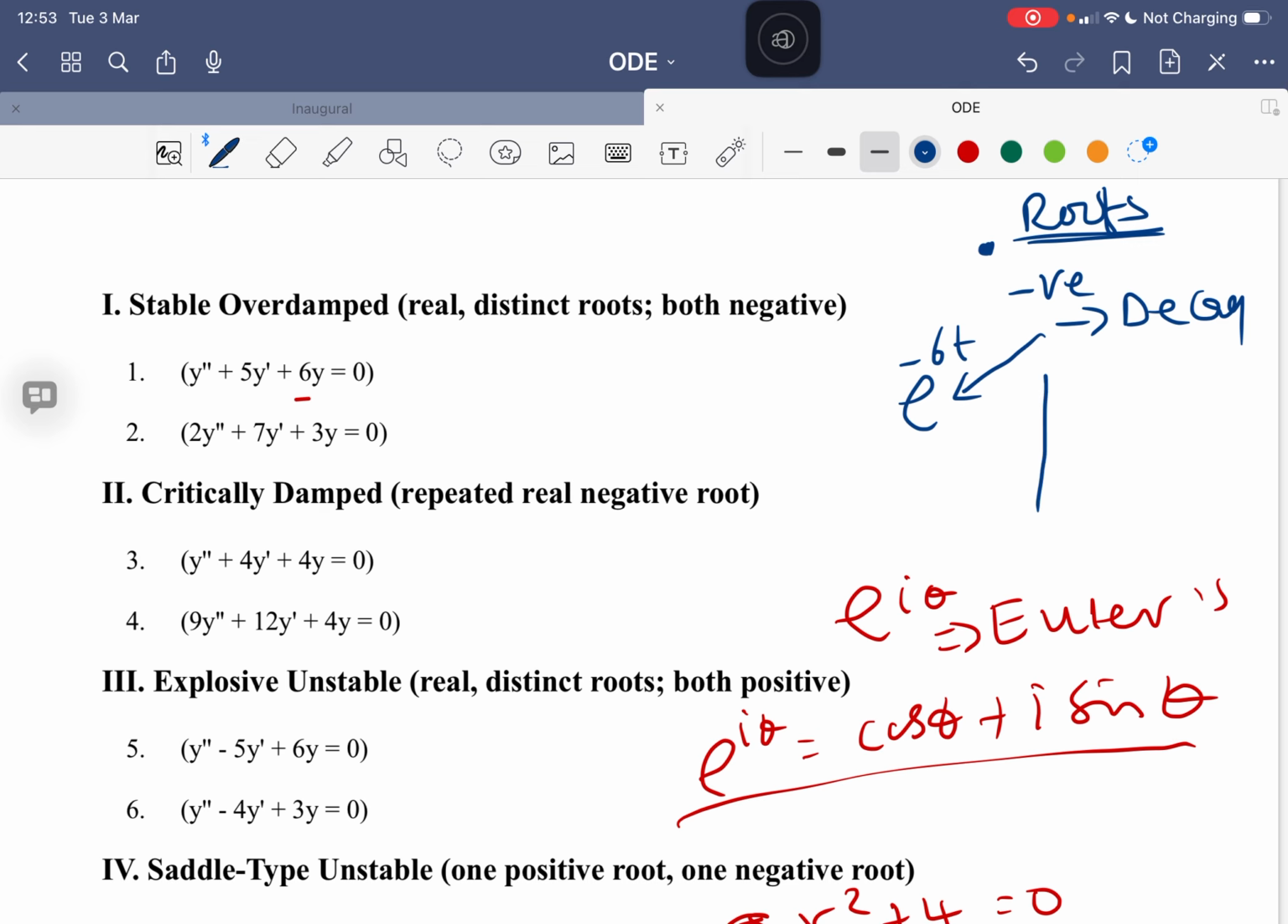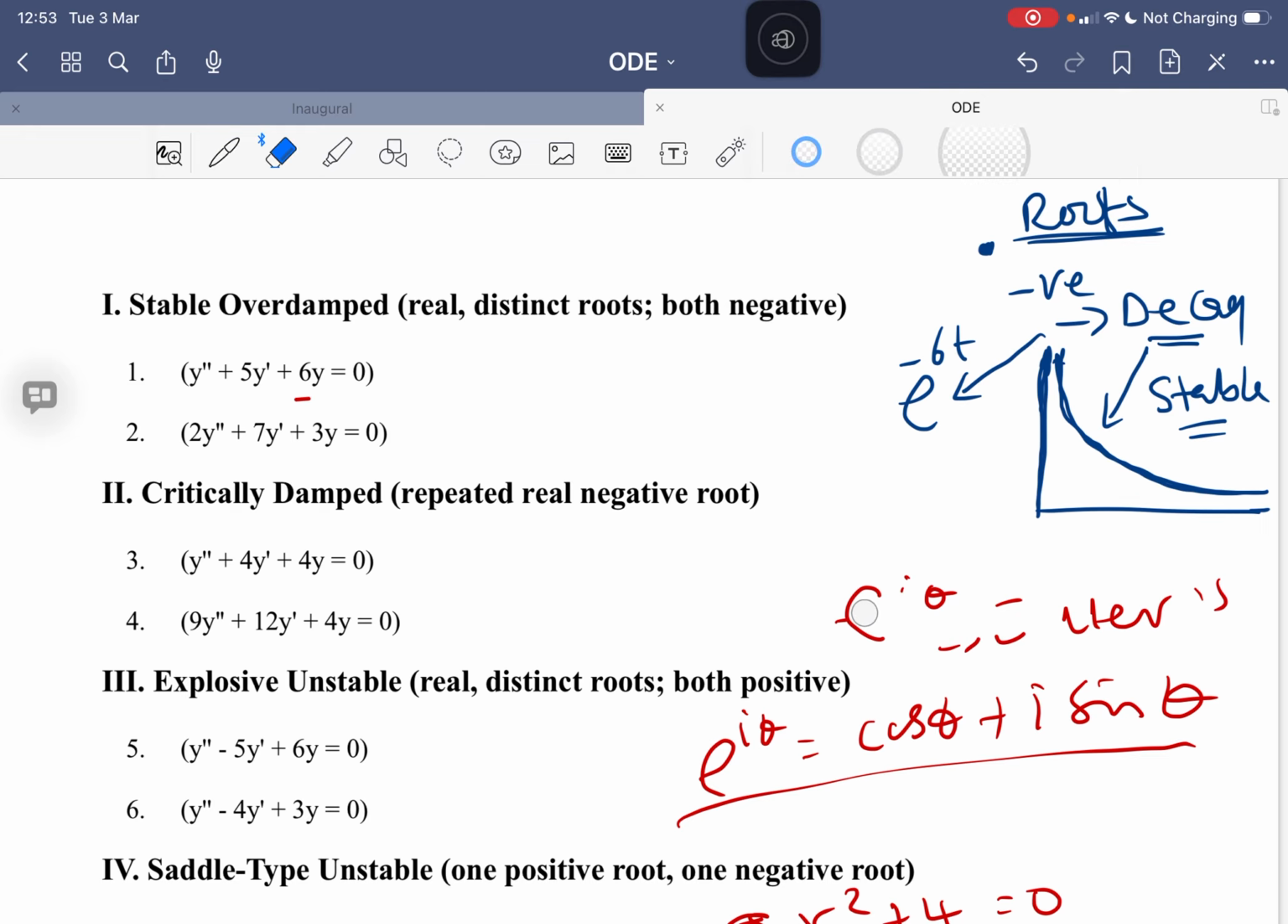If I plot this graph, I will end up having something like this. The curve of this is going to come something like this. So this is a decay, right? Anytime we have decay, we can say the system is stable, because anything that causes the growth here is going to die with time, so it's going to go out of the system. So we can say the system is stable.